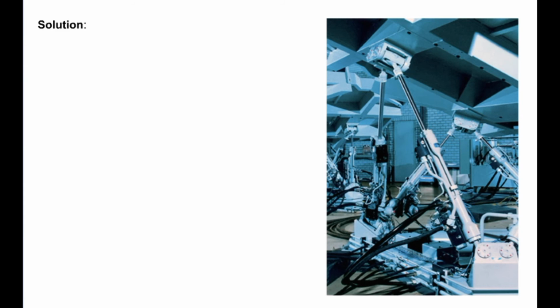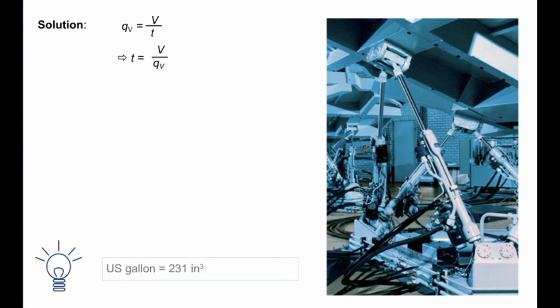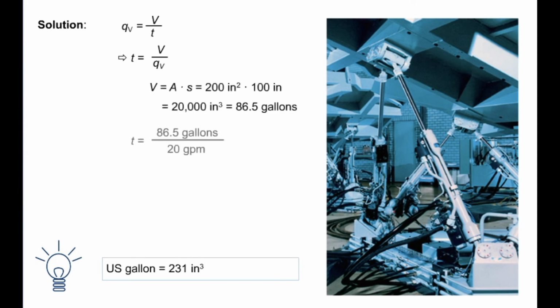To solve, we first rearrange our formula to isolate the required variable. We obtain the volume using the known values of piston stroke and cross-sectional area. Knowing that there are 231 cubic inch in 1 gallon, this volume can be converted to 86.5 gallons for the calculation. The time taken is calculated to be 4.32 min.